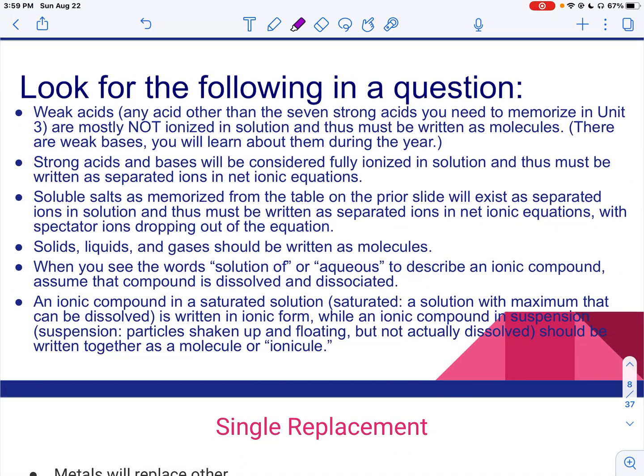You'll also notice that there's some reference to acids in here. We're going to be using acids. We're not going to actually get to the unit of acids until unit 3, but I'm just going to throw them in there so you have exposure to them. And because you don't know what's strong and weak yet, I'm just going to tell you. Weak acids need to be written as a molecule. Strong acids can be ionized or dissociated.